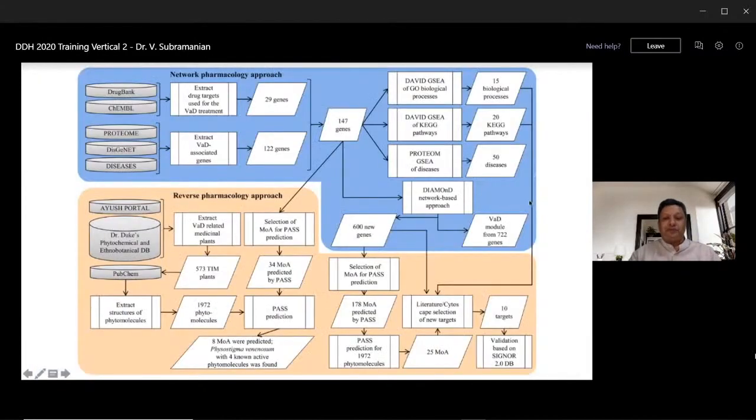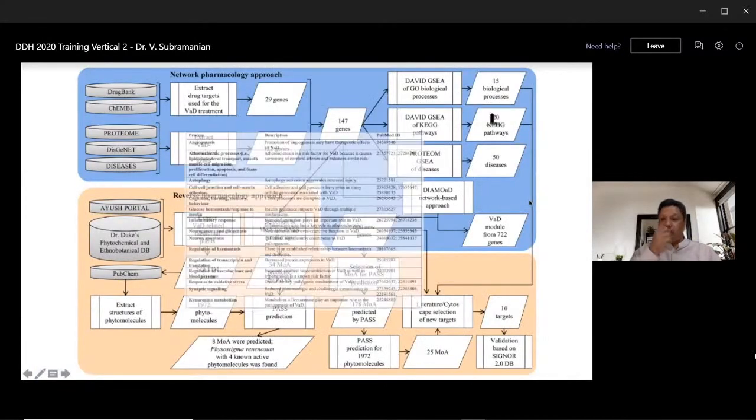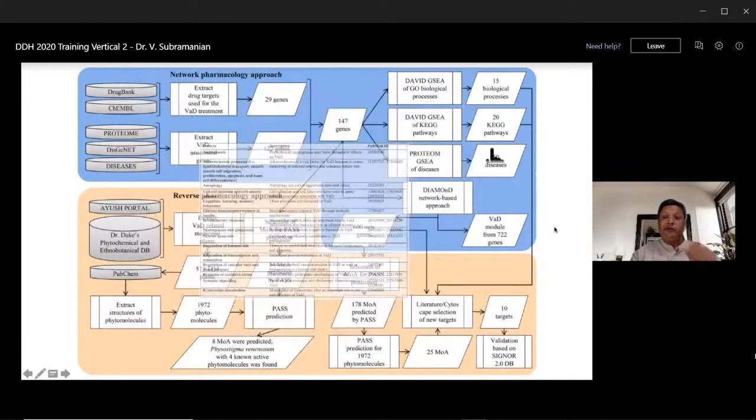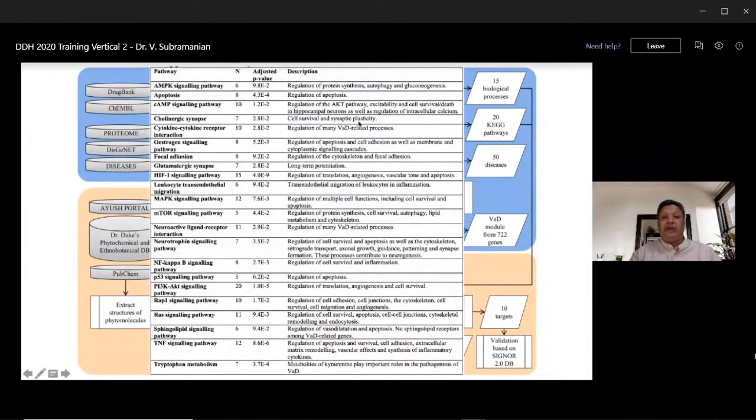Then next, we got 15 biological processes which are involved in the induction of pathogenesis of vascular dementia based on the data subjected. Then we got 20 KEGG pathways. You see the p-value is listed in that.